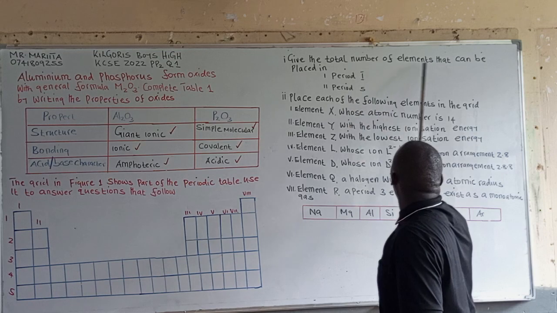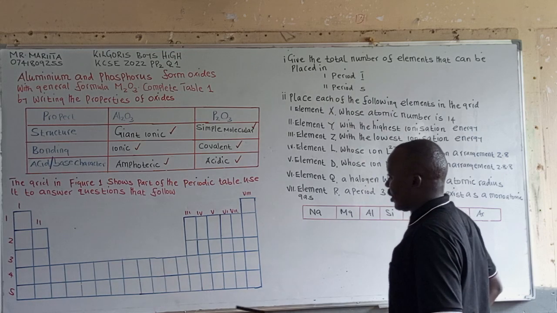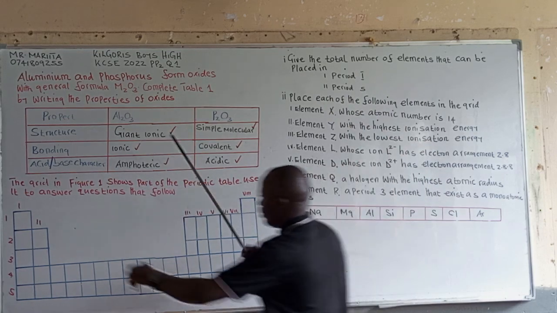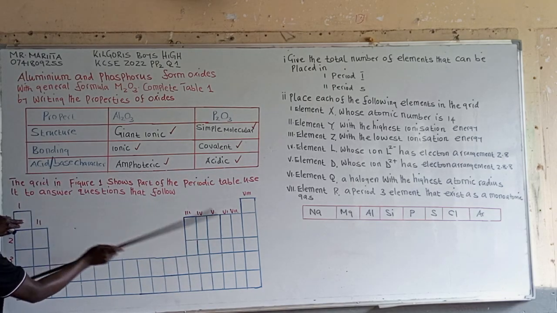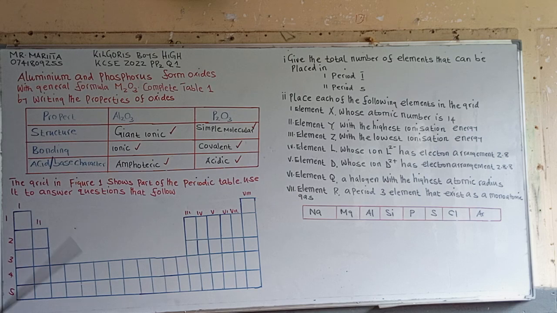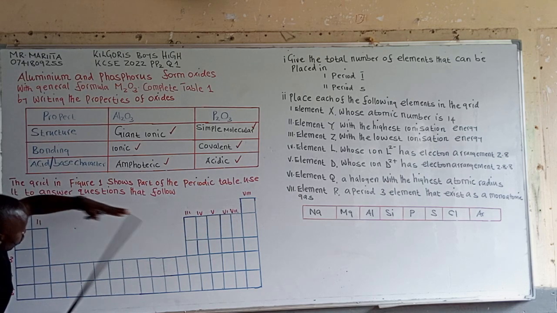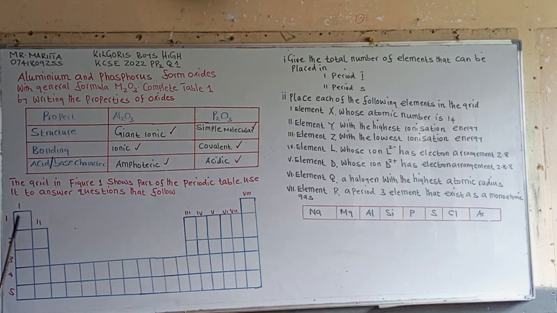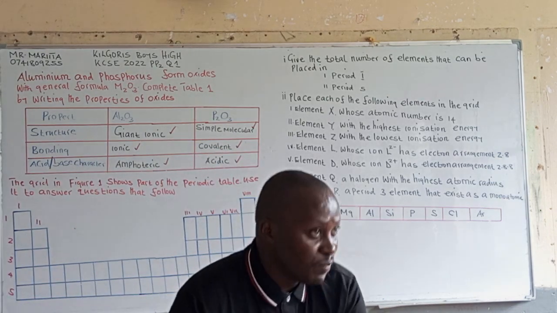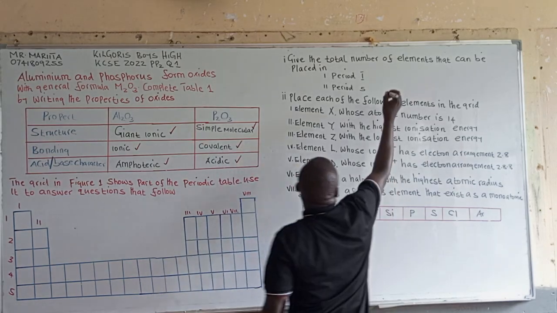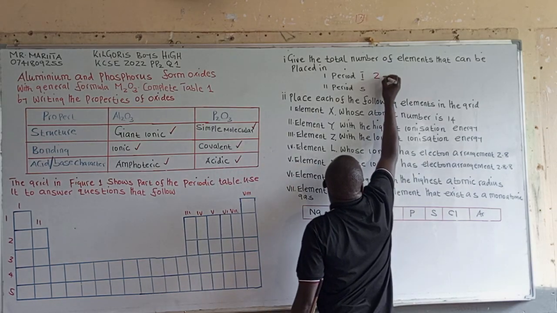Now, give the total number of elements that can be placed in period 1. This one is period 1. So what is the total number of elements that can be placed in period 1? We have 1, 2. This represents period 1. So the total number of elements that can be placed in period 1 is just 2 elements.